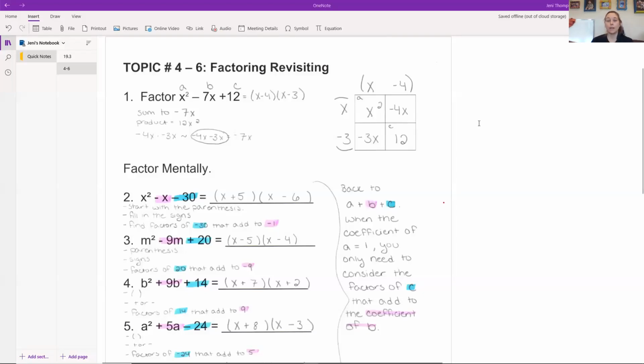Hey guys, let's talk about 4-4, factoring revisited. So we've been working on the box style factoring, which is kind of like our first little example here.